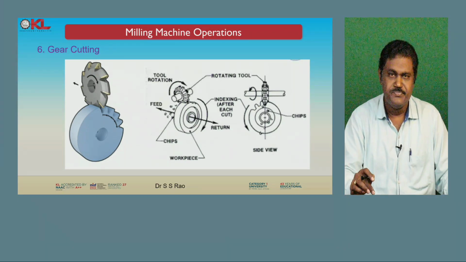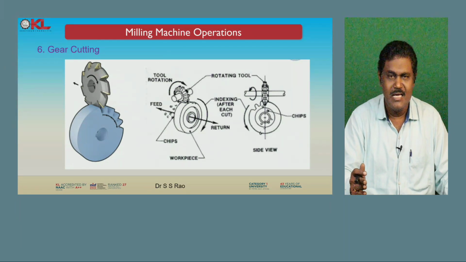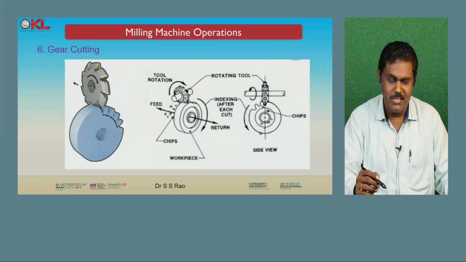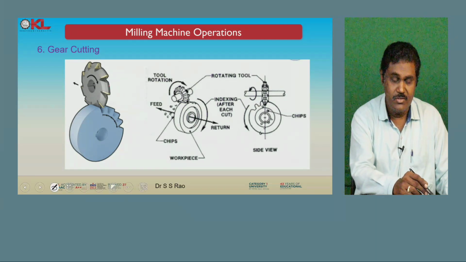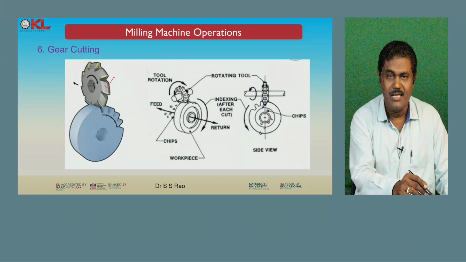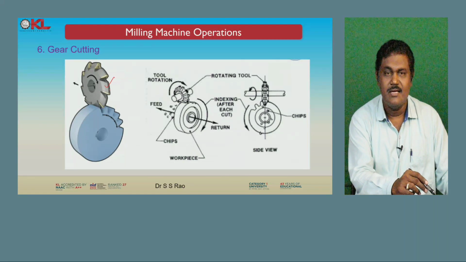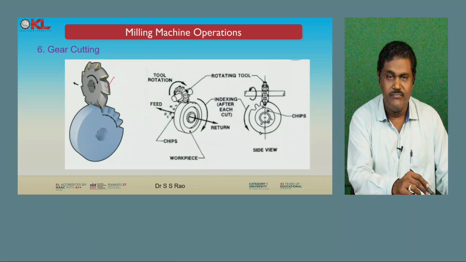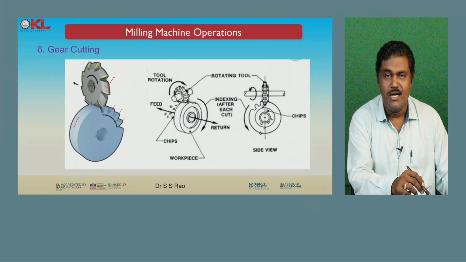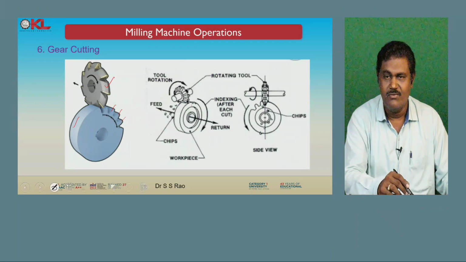Next, coming to gear cutting. With the help of the milling cutter we can produce gears also. Now look at this diagram. This is the gear cutter. The gear cutter rotates, and on the periphery of the workpiece the teeth are cut. These teeth are cut on the periphery of the workpiece with the help of this gear cutter.